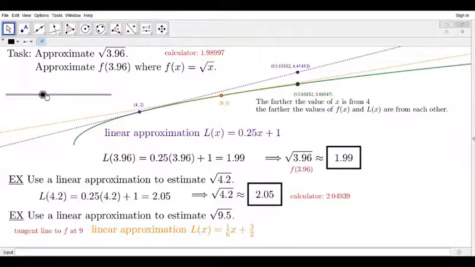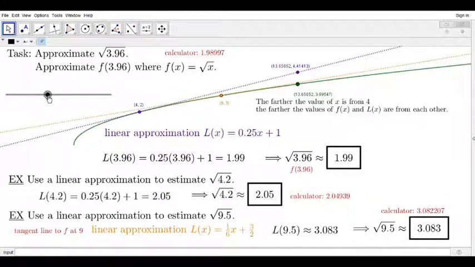So therefore, L of 9.5 would be a good approximation to the square root of 9.5. Simply plugging in 9.5 in place of x into this linear function will result in this 3 decimal place approximation, 3.083. It would be interesting to see what the calculator output is. It's 3.082207, which when rounded off to 3 decimal places is consistent with our linear approximation.